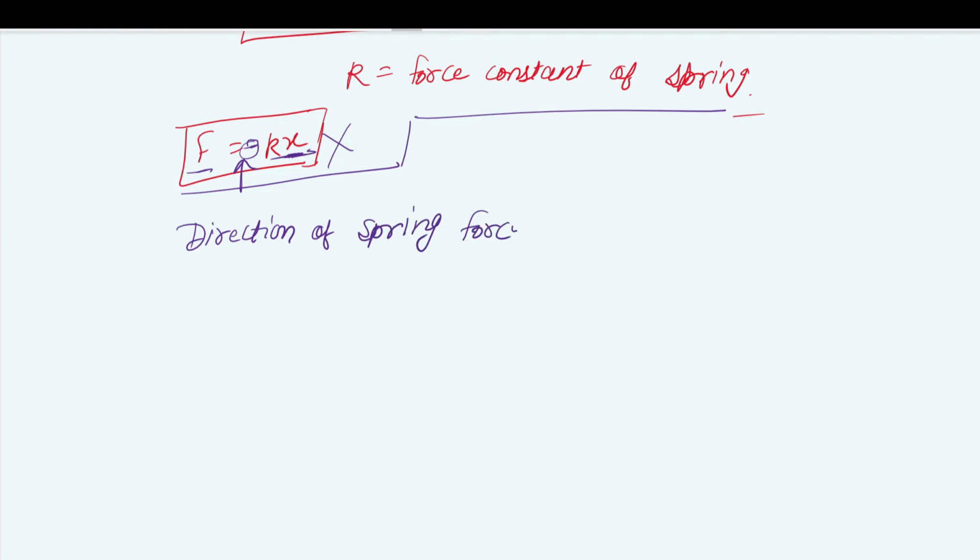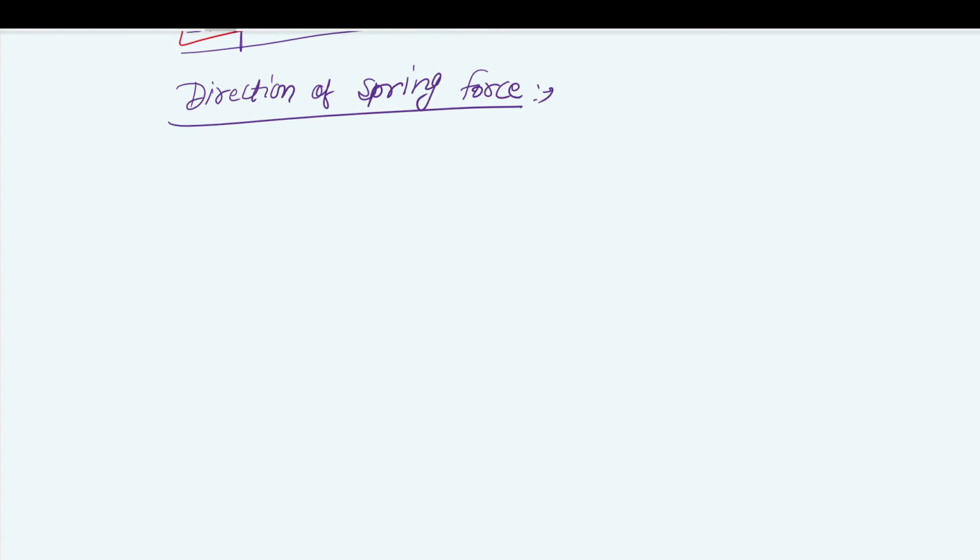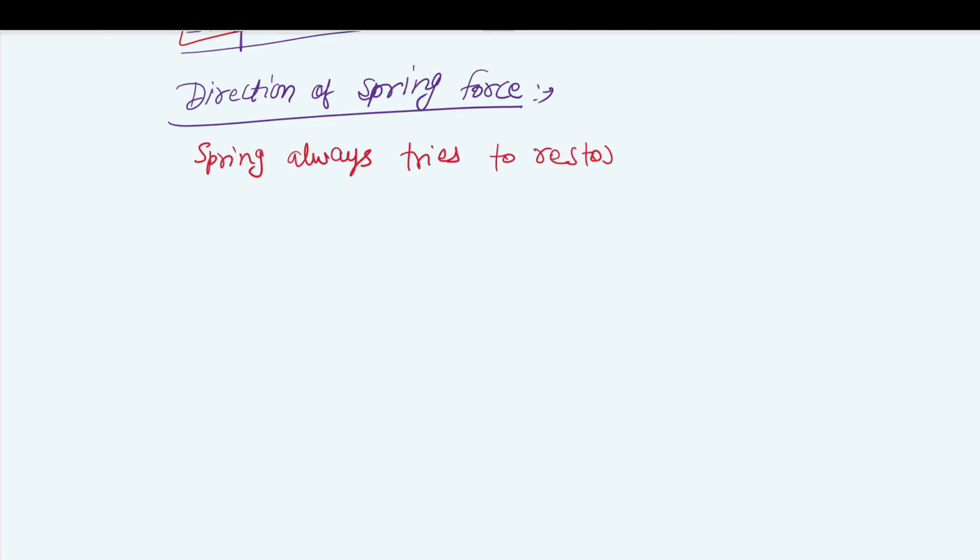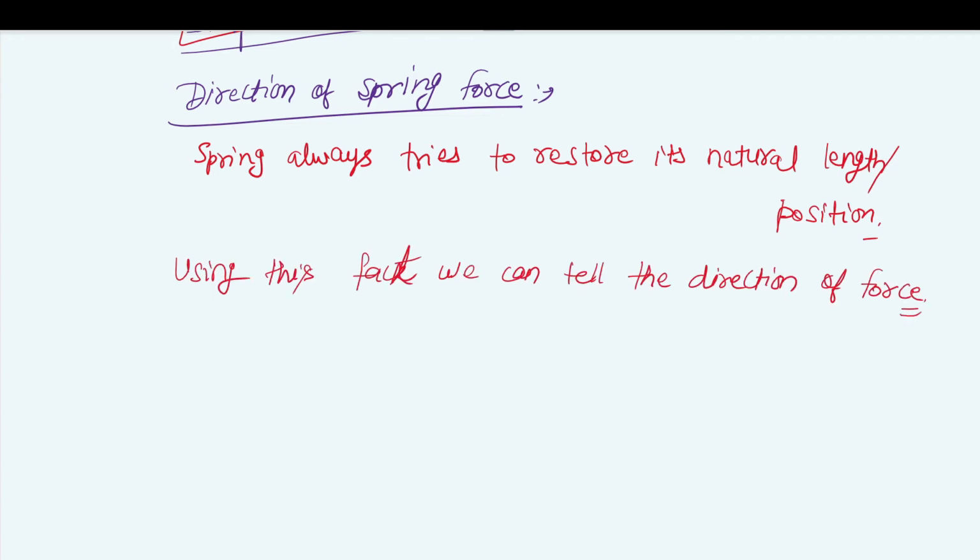So the direction of spring force. Before telling the direction of spring force, there is a property of spring, that spring always tries to restore its natural length, or you can say its natural position. Using this fact, we can tell the direction of spring force. Okay, so the direction of spring force can be told by using the fact that spring always tries to restore its natural length or position.